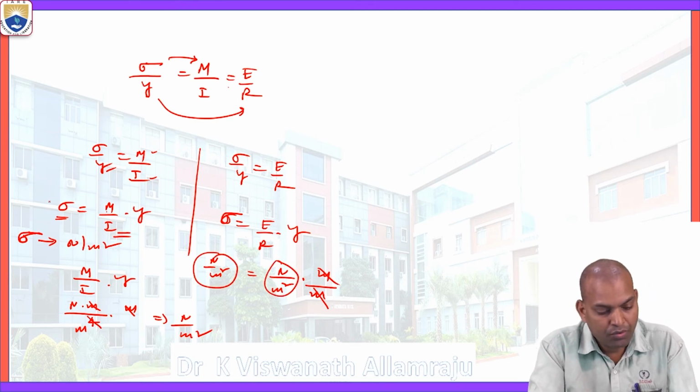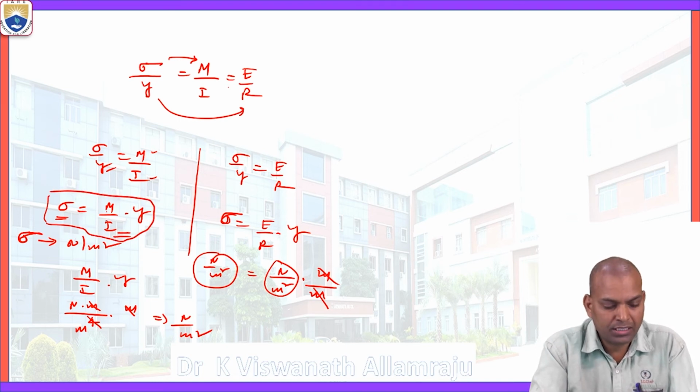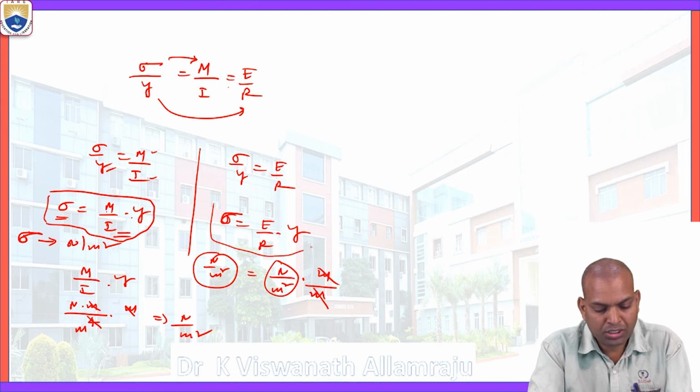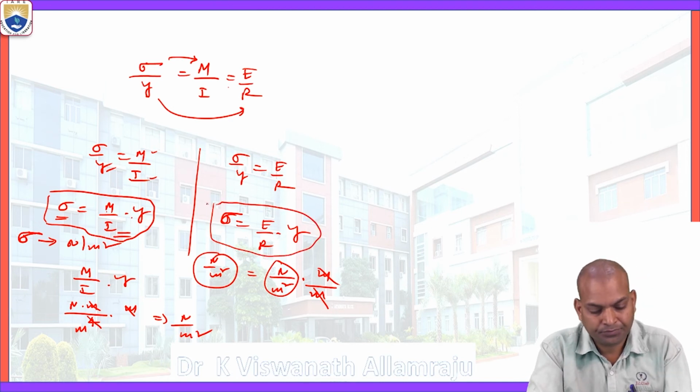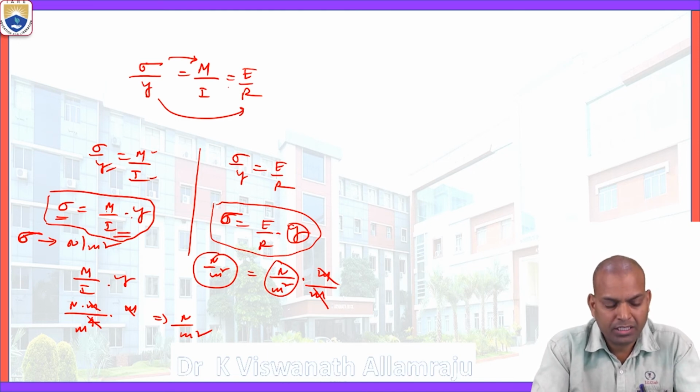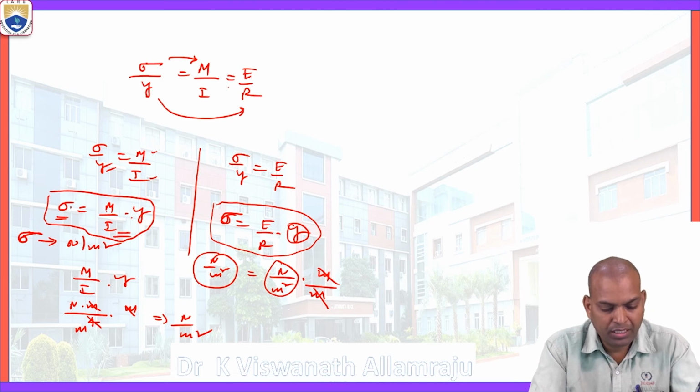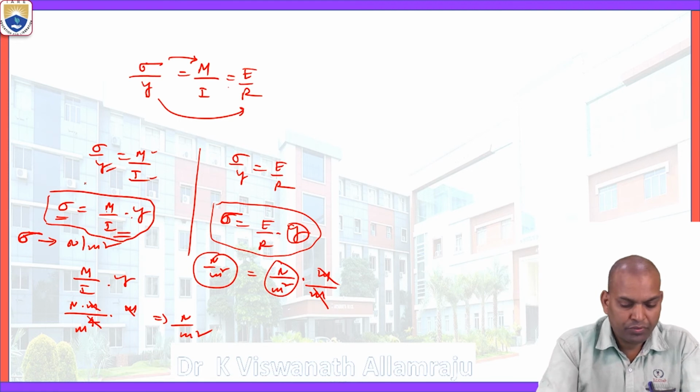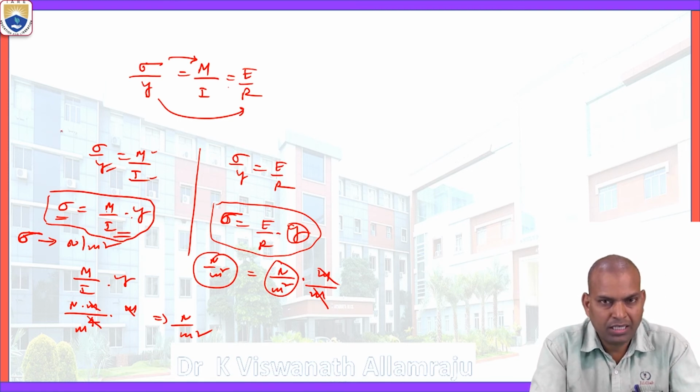That means we can calculate the stress value sigma from this formula, that is M by I into y, and the stress also can be calculated if we know the modulus of elasticity, the radius of curvature and the y values. So based on the given data, we are going to use this formula, sigma equal to M by I into y. Similarly, sigma equal to E by R into y. In this manner, we are going to calculate the stress values.